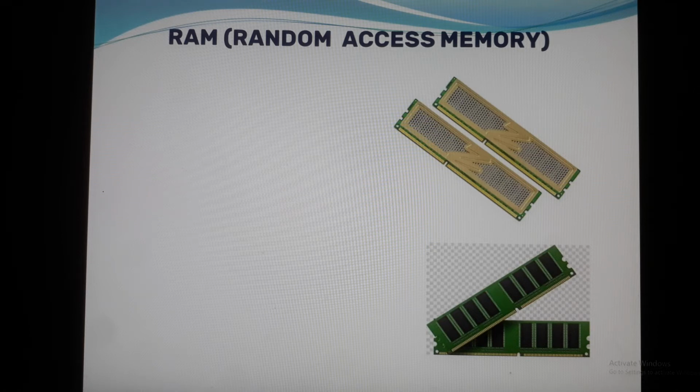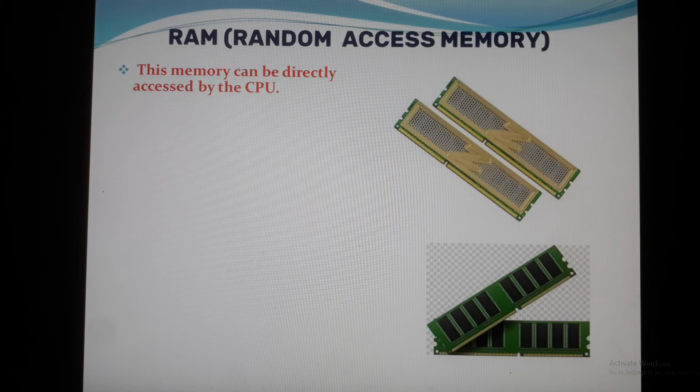Now as the name suggests, random access memory. Now what is random access? The CPU can directly access any address location of RAM memory. That is why it is known as random access memory. So let us go through some of the points of RAM. This memory can be directly accessed by the CPU because it is a primary memory. It is also known as volatile memory.